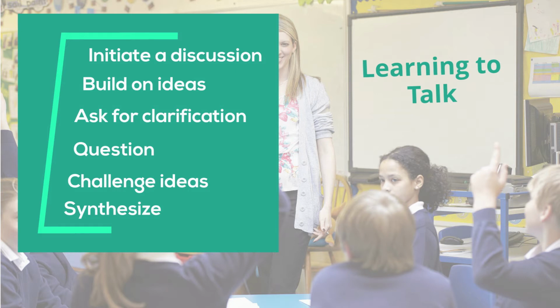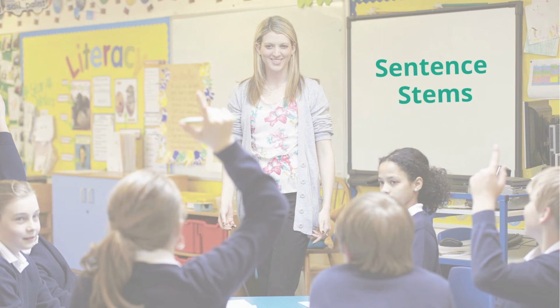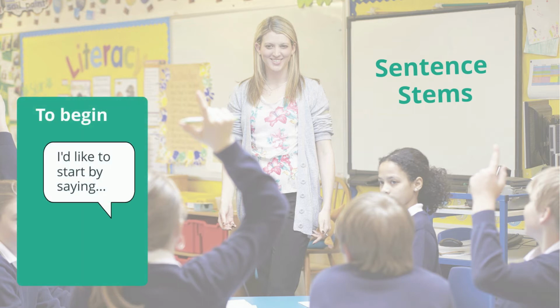challenge ideas, and synthesize. One way to do this is to work with sentence stems and give students examples of what to say. Sentence stems can help students structure what they want to say and contribute to a conversation. They can also provide shyer students with a scaffold to help them get started. To begin a discussion, students might say, "I'd like to start by saying," or "I think."